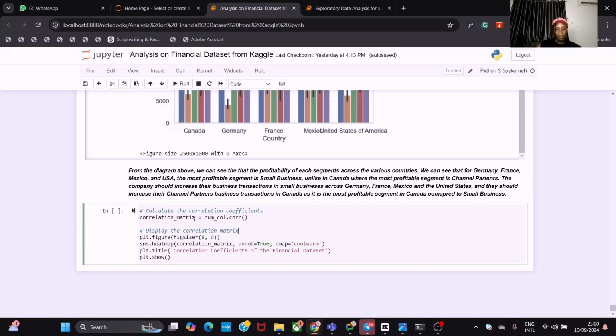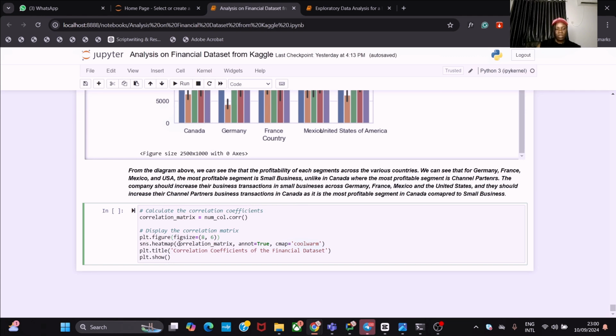Now, the first thing I did here was calculate the correlation coefficient. I declared a variable which I called correlation_matrix, equals to num, which is our numerical columns, dot corr. So to calculate the correlation coefficient of your numerical columns, you make use of this dot corr, which simply means correlation. The next thing I did was display the correlation matrix, like we have been doing ever since we started working on this project.